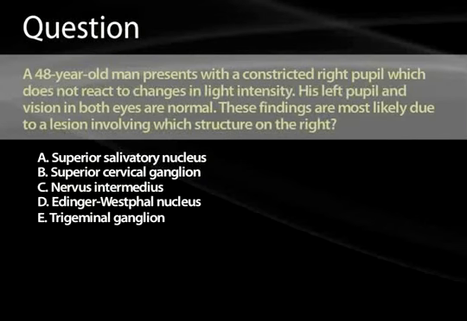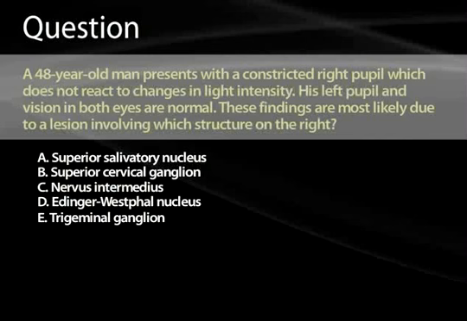A 48-year-old man presents with a constricted right pupil, which does not react to change in light intensity. His left pupil and vision in both eyes are normal. These findings are most likely due to a lesion involving which structure on the right?